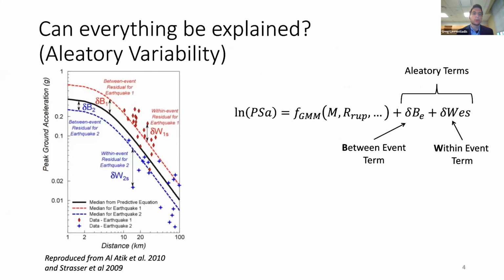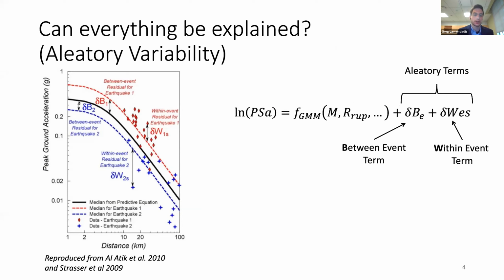But as with any model, it's not a perfect model that can explain everything. And so the misfit between a ground motion observation and the median prediction of the ground motion using a ground motion model is what we describe as aleatory variability. And in ground motion model practice, this is typically quantified in terms of a between event and within event aleatory term that we can see here.